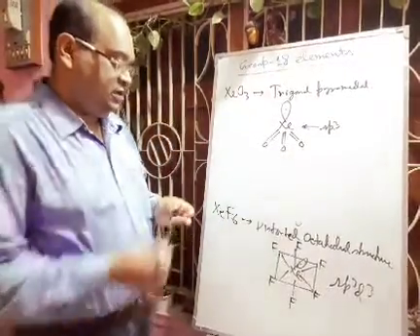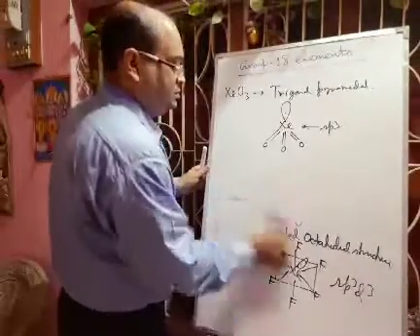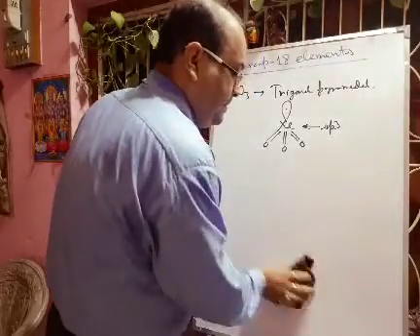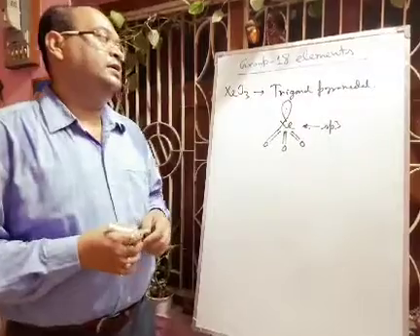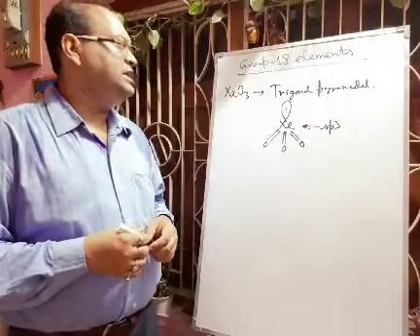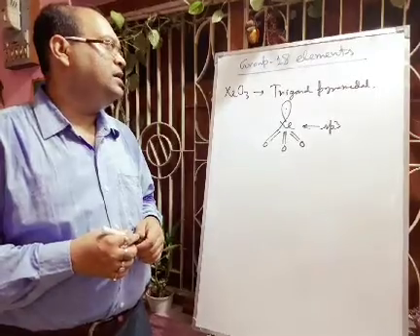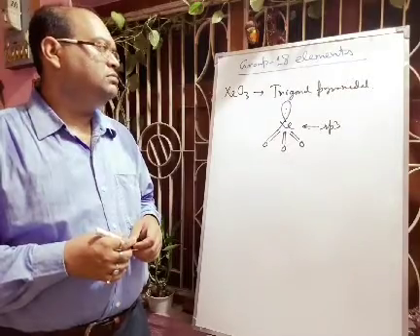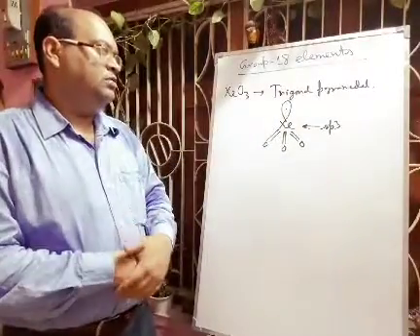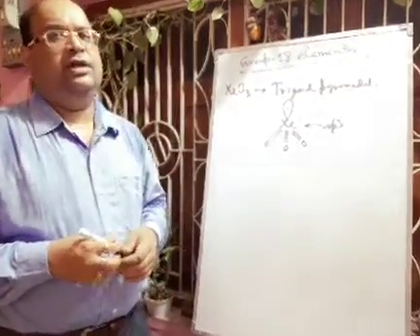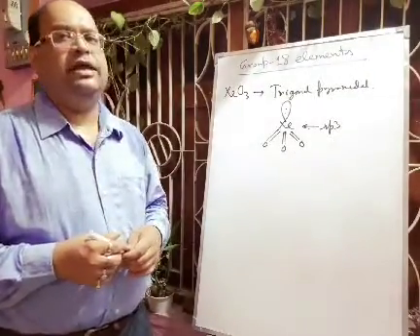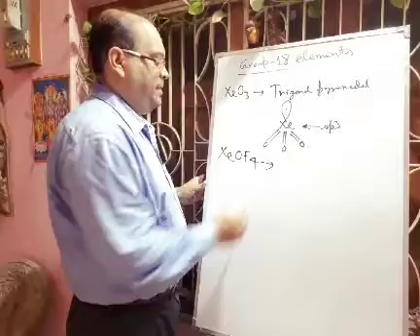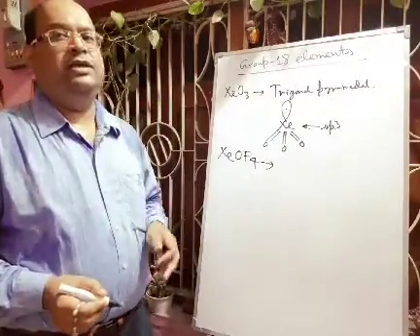Next we will discuss another oxide, that is XeO4. XeO4 definitely here also it will be tetrahedral, because here this lone pair position will be occupied by oxygen. Next in your syllabus there is xenon oxyfluoride, XeOF4. So the structure of XeOF4 will be square pyramidal.